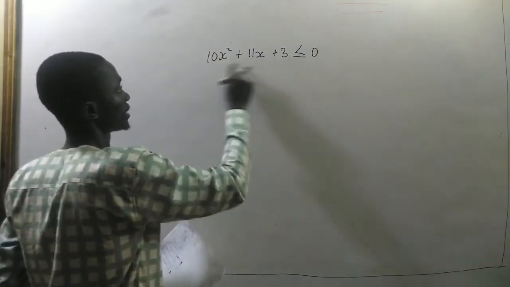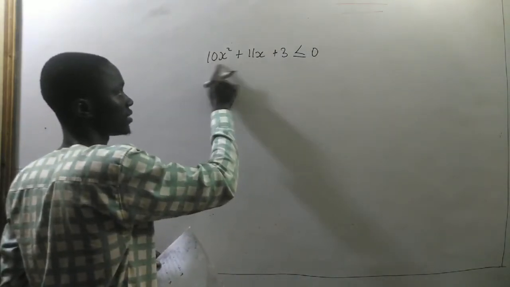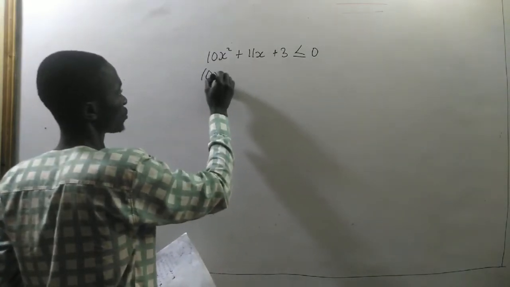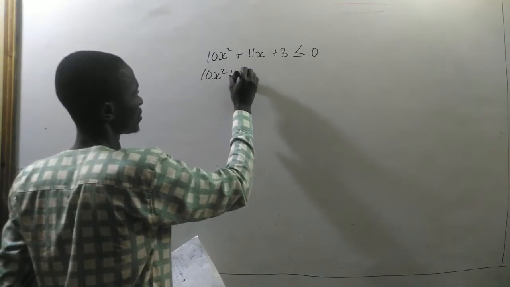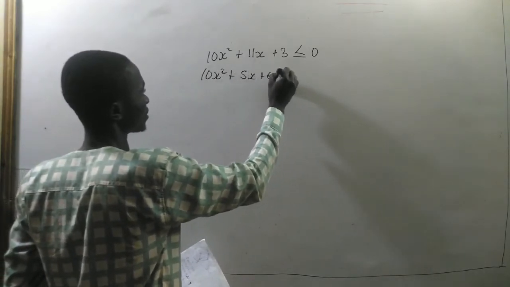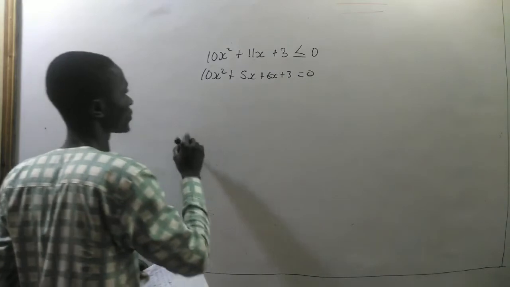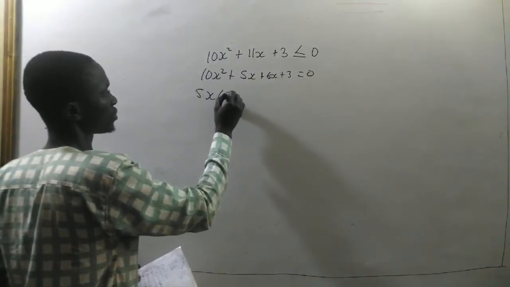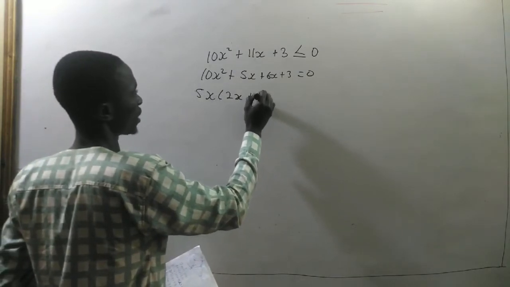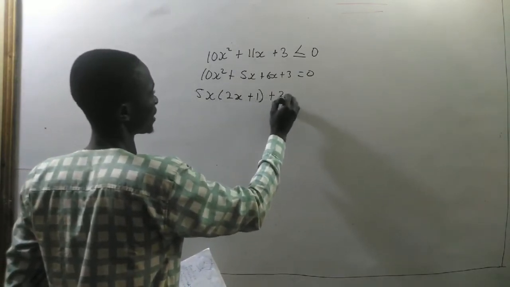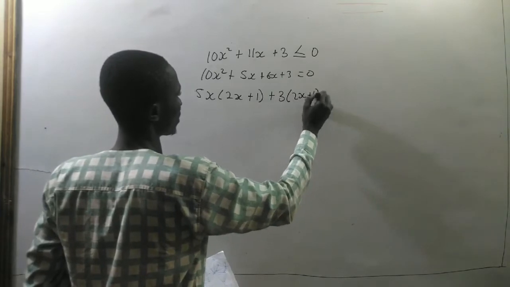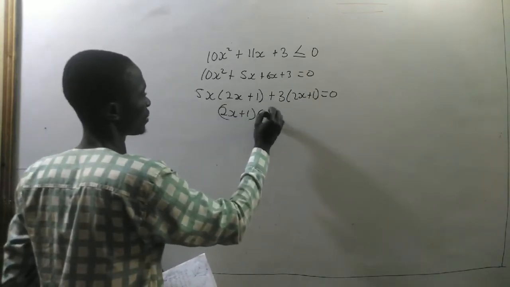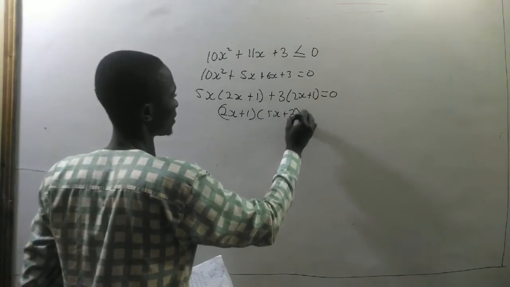So this one, 3 times 10 is 30, 5 plus 6 is 11. So I have 10x squared plus 5x plus 6x plus 3 is equal to 0. So we take 5x times 2x plus 1 plus 3 out, 2x plus 1 is equal to 0. You have 2x plus 1 times 5x plus 3 equal to 0.